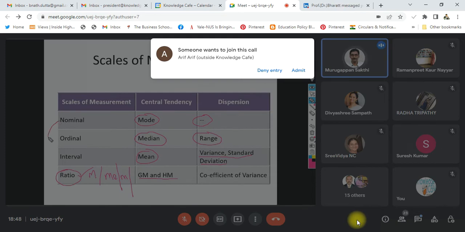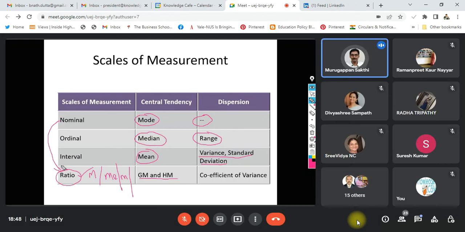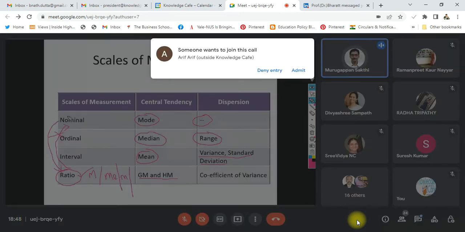Whatever is applicable for nominal is applicable for ratio, but whatever is applicable for ratio is not applicable for nominal data. Very, very important. Whatever you apply for ratio can't be applied for nominal, but whatever you apply for nominal can be applied for ratio. Here I mentioned only geometric and harmonic mean for ratio data. That does not mean you can apply only those. You can apply mode, median, mean, geometric mean, harmonic mean, all of them.